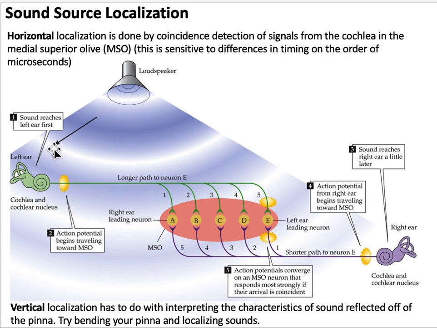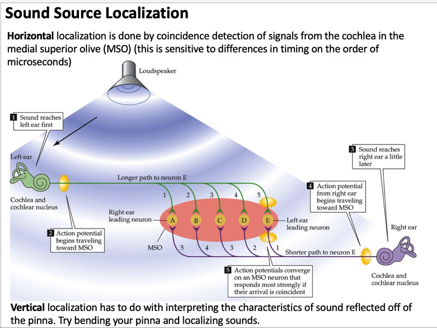So if the action potential started here in the left ear before it started in the right, because the sound got here first, it's going to be able to propagate longer on this green path as compared to the purple path. And so the coincident activity is going to occur at this neuron E. And so we can actually read out the laterality of the sound source by which of these cells activated. And so that's how we do horizontal sound source localization.